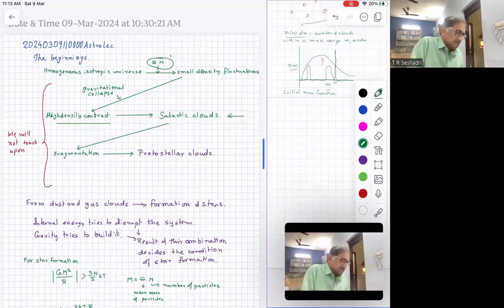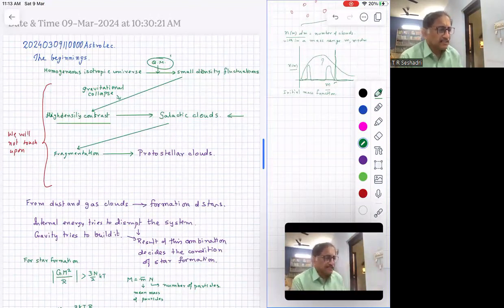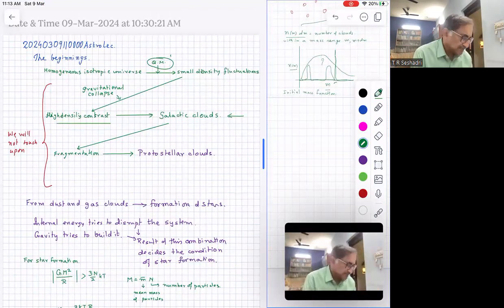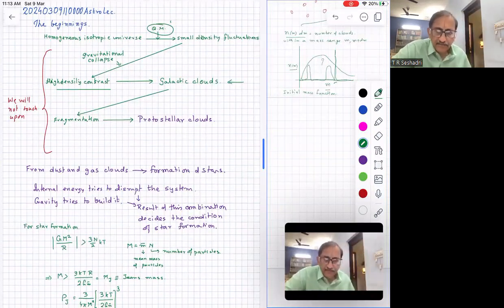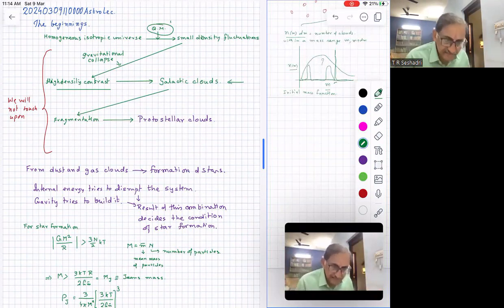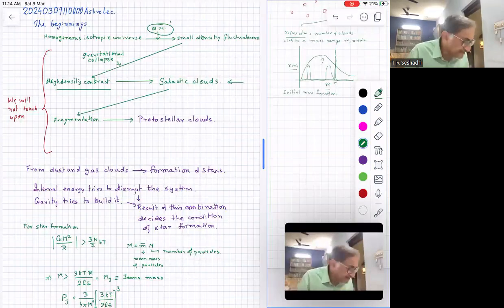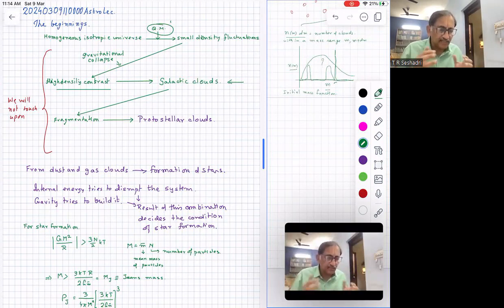Now the question is, what is the condition that a cloudlet will turn out to be a star? For this, we need to remember that in a system with finite temperature, the finite temperature will lead to an internal energy, and the internal energy will try to disrupt the system. Just like a cylinder of gas which is open just spreads because of the finite temperature. On the other hand, the gravitational interaction between different constituents will try to build the system. So there is a competition between internal energy trying to disrupt the system and gravitation trying to assimilate the system. And the whole story of star formation is the competition between these two effects.